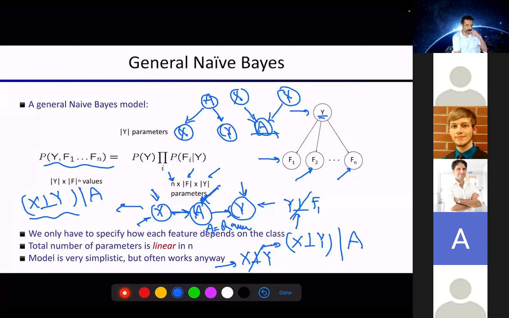So for example, if we know about A in this case, then X and Y become independent. But this structure is totally different. In this structure, we can say that X and Y are independent, but if we know about A, these two become dependent, right? So if we know about A, then X and Y become dependent. So different structure implies different dependencies between different variables.